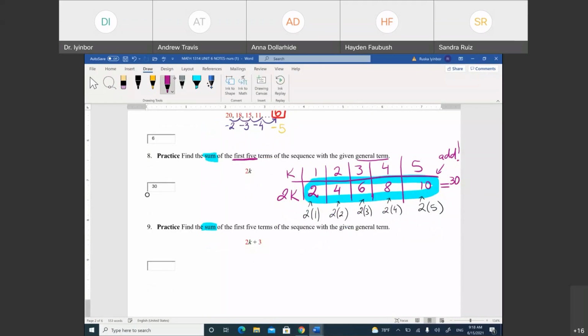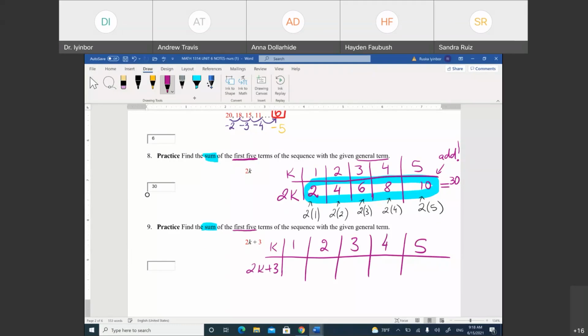Okay, let's do the next one. Number 9, the same way. So here we have to find the first 5 again. And this is the general term. So this is my formula, 2k plus 3. I'm going to make my little table again. I have k's from 1 to 5, and the formula is 2k plus 3. I have k's 1, 2, 3, 4, and 5.